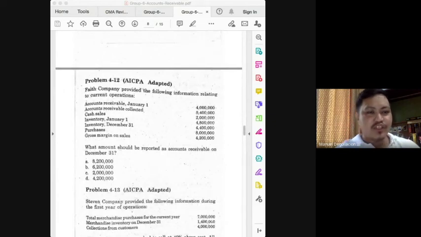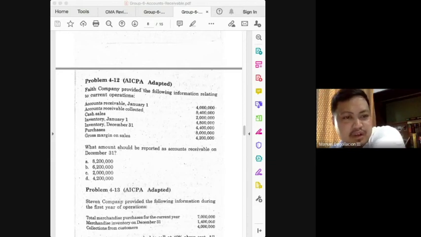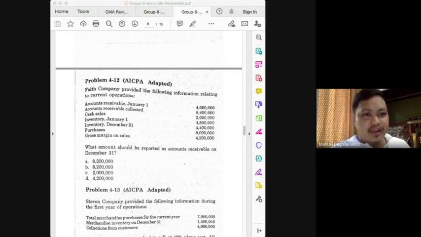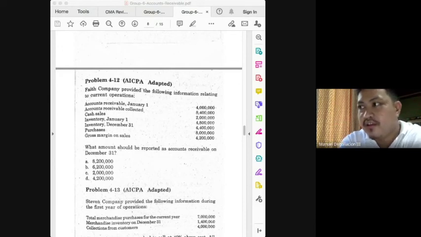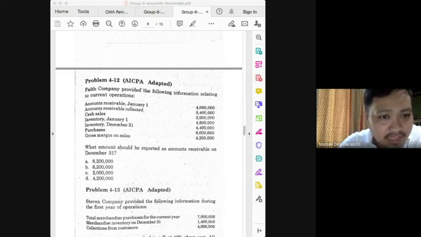Okay. 4-12, Faith Company provided the following information relating to current operations. What amount should be reported as current receivable on December 31? Okay, so accounts receivable, January 1, 4 million. Accounts collected. Okay, the problem here, class, is that we need to determine the ending balance of our accounts receivable. And normally, the two most significant items class that would affect the balance of your accounts receivable would be number one, credit sales, sales on account, and number two, collections. Okay, the problem tells us how much the collections are. 8,400,000. We are also given our accounts receivable beginning of 4 million.